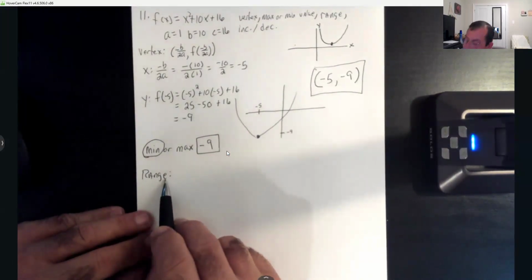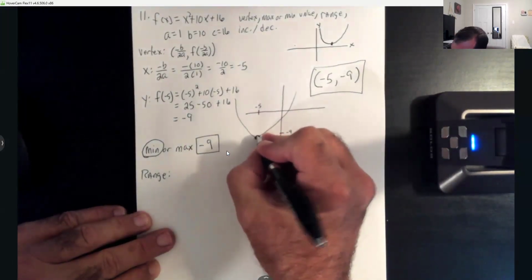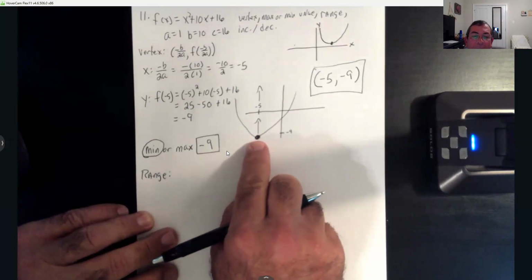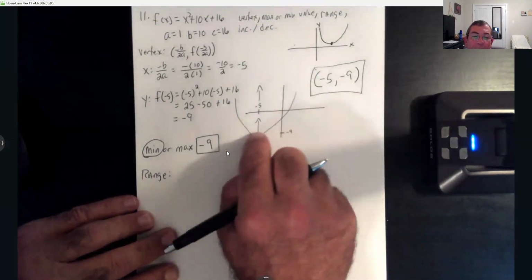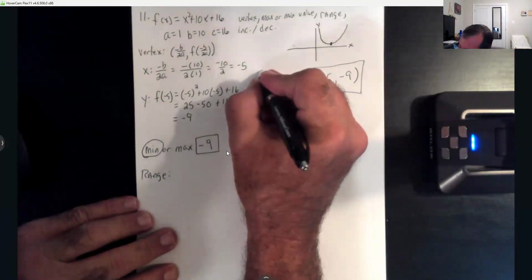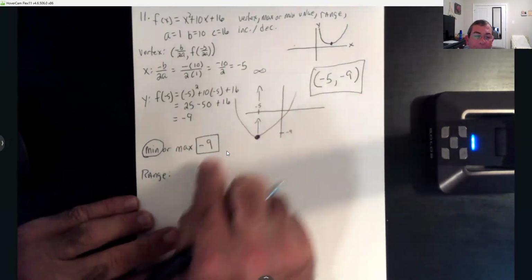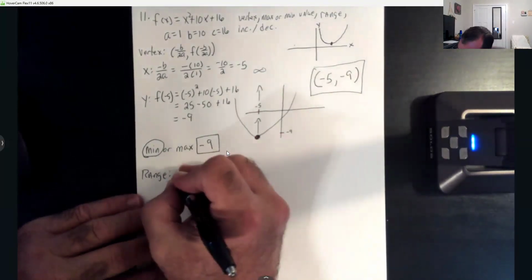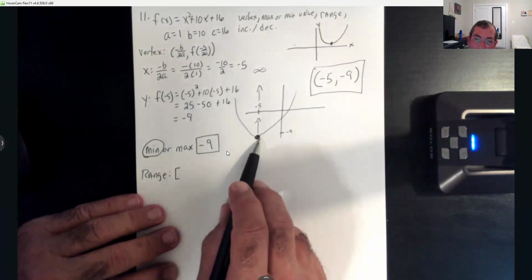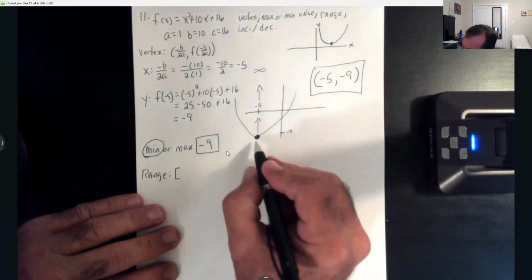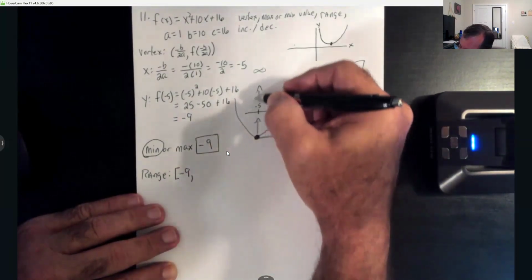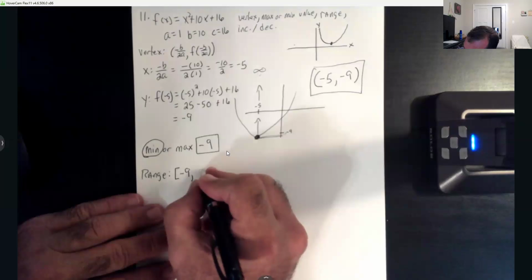Next, they want the range. Well, my range starts right here, and it's going up. My minimum y value, and as my parabola goes up on both sides, my y values are increasing towards infinity up here. So your range starts with the smallest value. And remember, on the range, you got to use brackets around the number. So the smallest y value right here was that negative 9. And then the y values increase, like we said, as we head towards infinity.